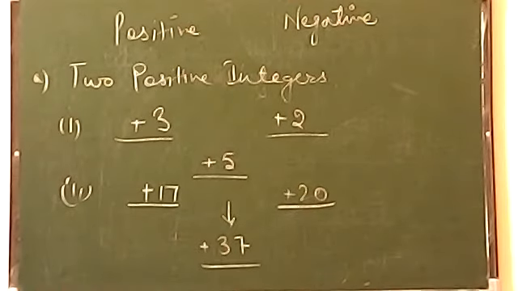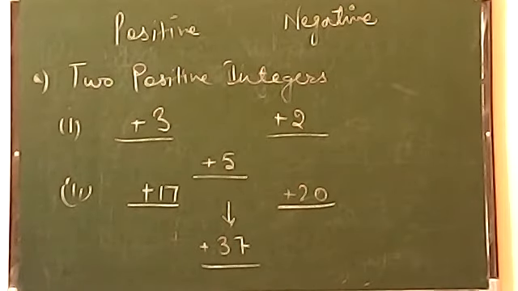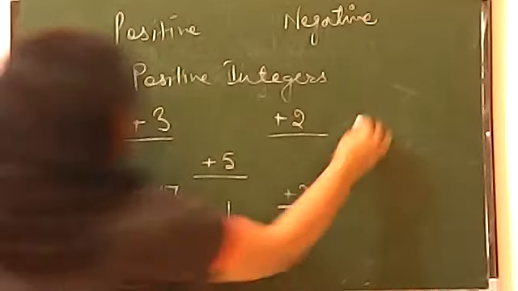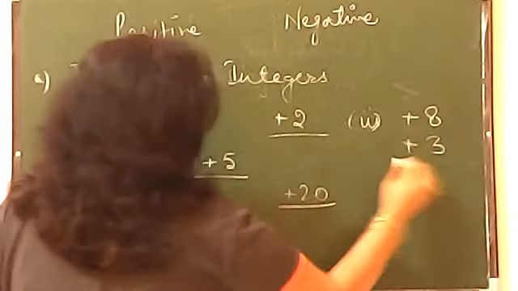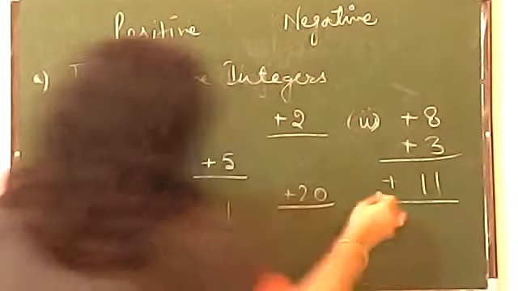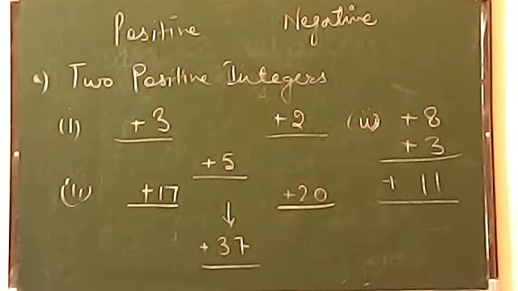If I tell you, you had 8 pens, I'll give you 3 more pens, you will have a total of 11 pens. The same goes with integers also. If you had 8 positive, I'll give you 3 more positive. So the total will be 11 positive. Okay. One more example: suppose you have 8 positive, I'll give you 3 more positive, you will have a total of 11 positive. Okay. So this is the first condition, which is when you add two positive integers.